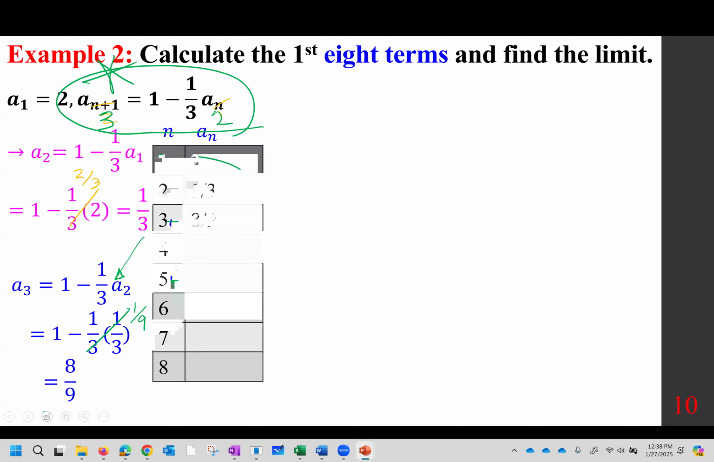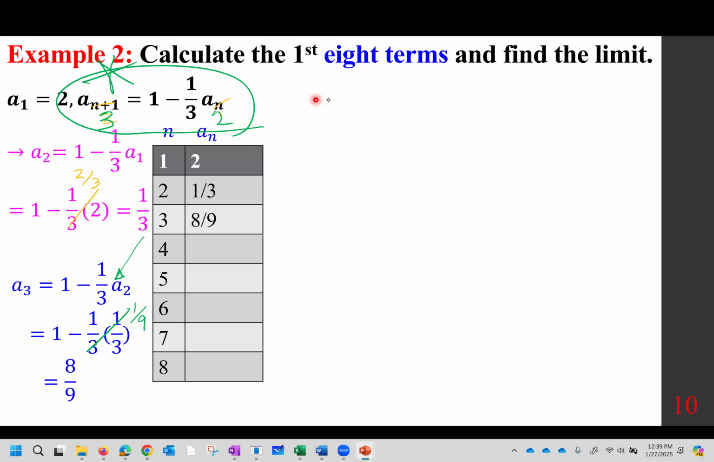What I want you to notice, it takes a little bit of time to do the rest of them, okay? But we proved we can get them. It's not a problem. So a sub 4 is 1 minus 1/3 a sub 3, and so forth. When you get this far and you've shown those two pieces, and you come across a question similar to that on your homework, you may use a calculator, it's fine, but you really have to do at least 2 of them by hand.